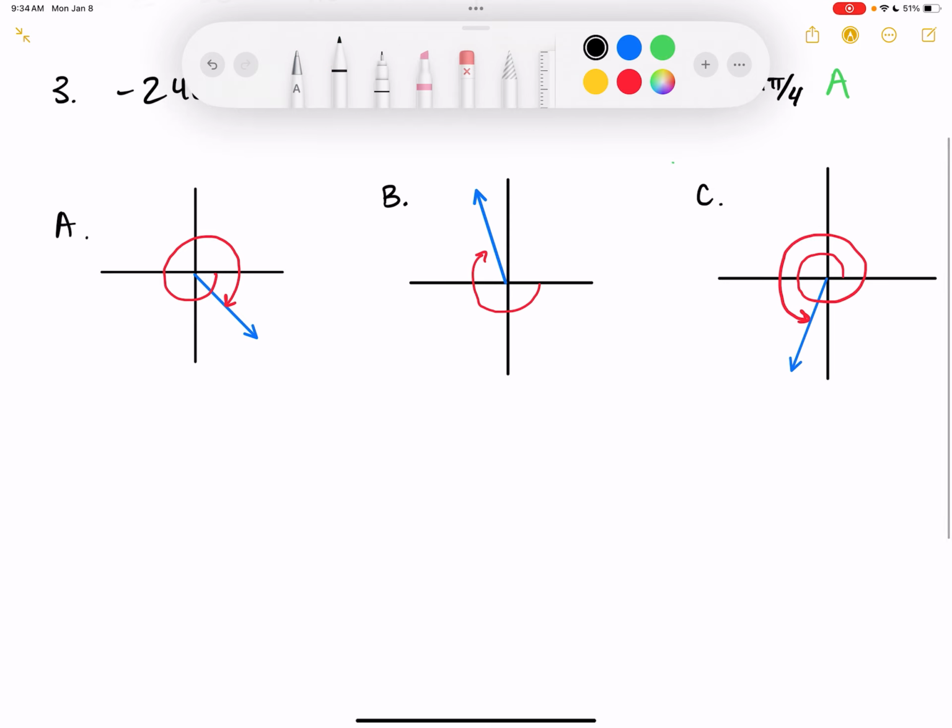How do you know where to start? You always start at 0 in standard position. On the top or the bottom? It's positive or negative. Sorry, I was not understanding your question.